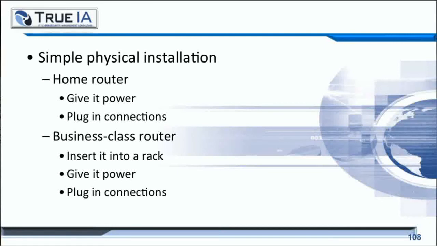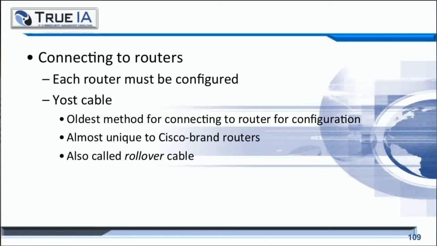Routers, by and large, whether they're home class or business class, the physical installation is really pretty simple. With a home router, simply give it power and plug in the connections. A business class router, well, you'll insert it into the rack, give it power, and plug in the connections. However, this is about where the similarities end. Each router must be configured, that's true.